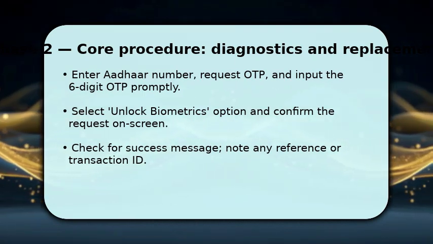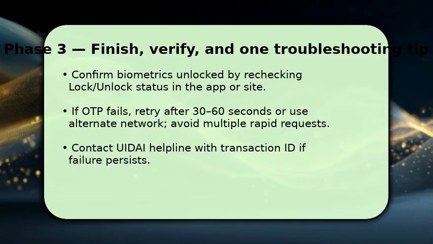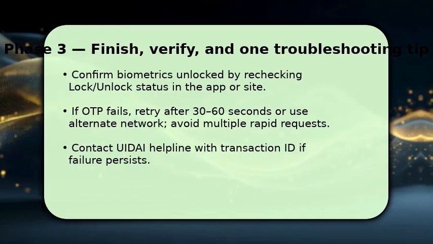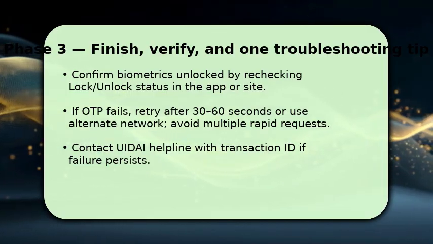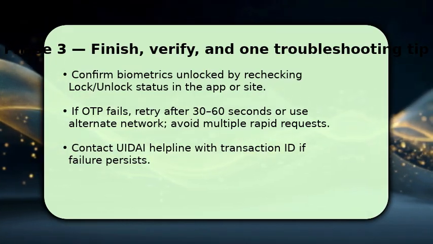You finish by verifying the lock status in the same lock/unlock biometrics screen. The status should read unlocked. If you see failure, wait 30 to 60 seconds and request a fresh OTP rather than repeating many requests in quick succession, which can block SMS delivery.